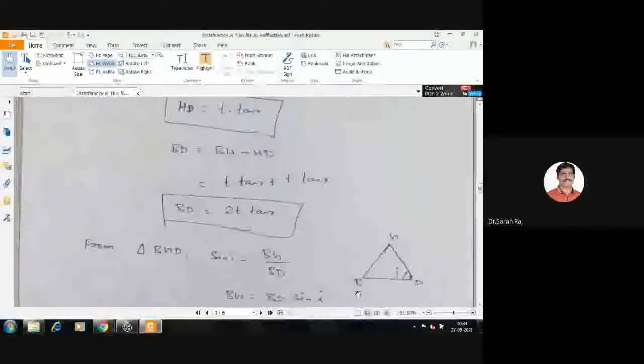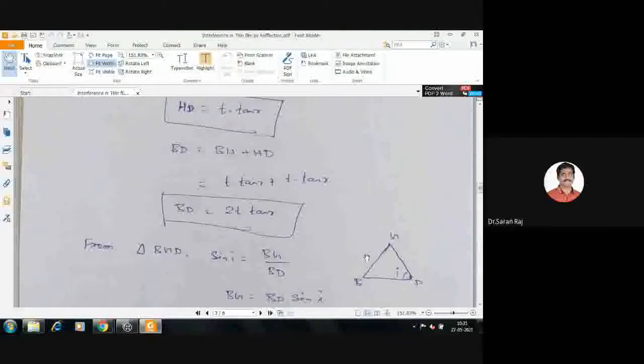Now we can calculate the BG value. So now we can take the triangle BDG. This is the angle of incidence. So now we can calculate BG, again using the trigonometric formula.